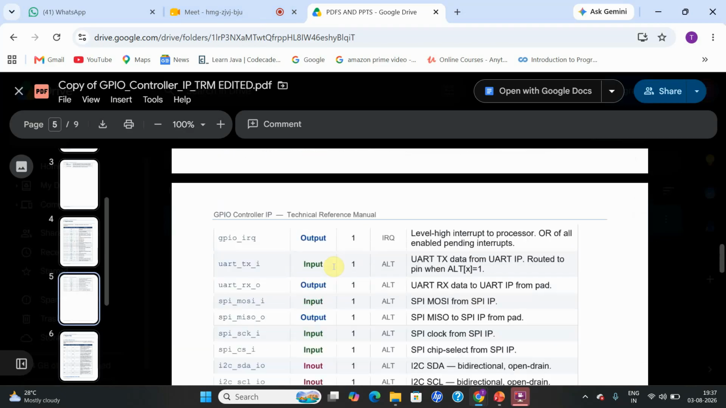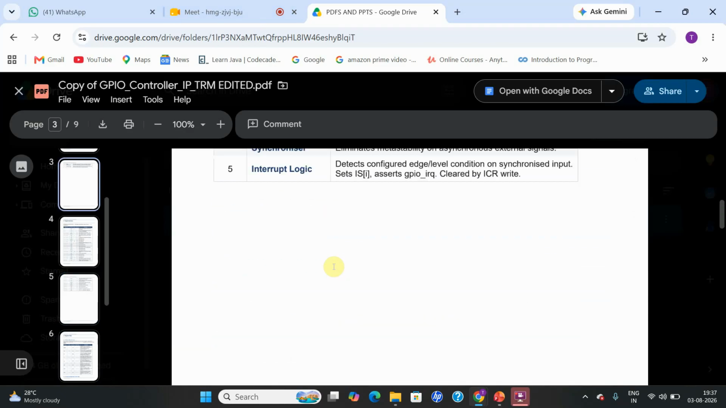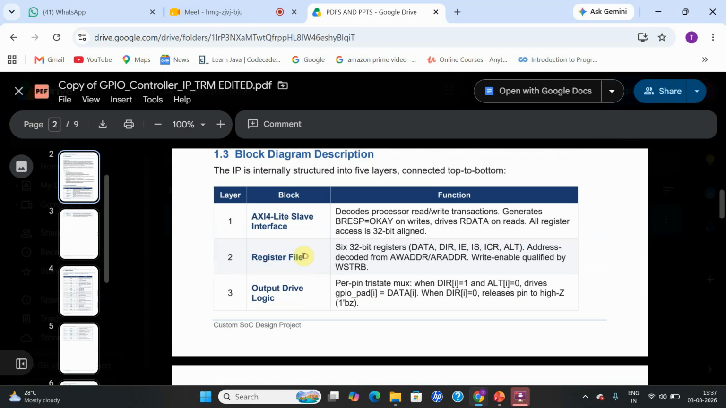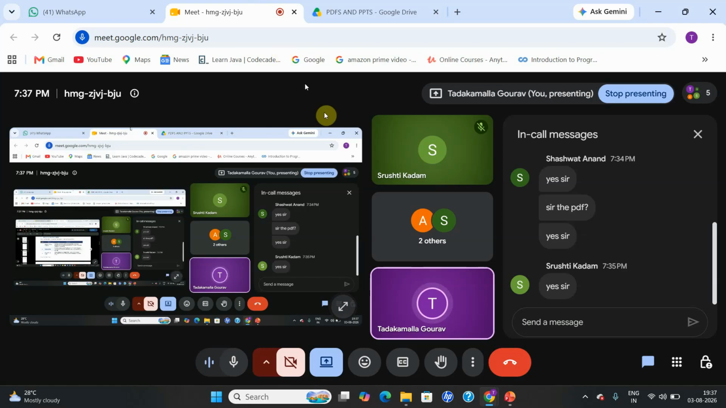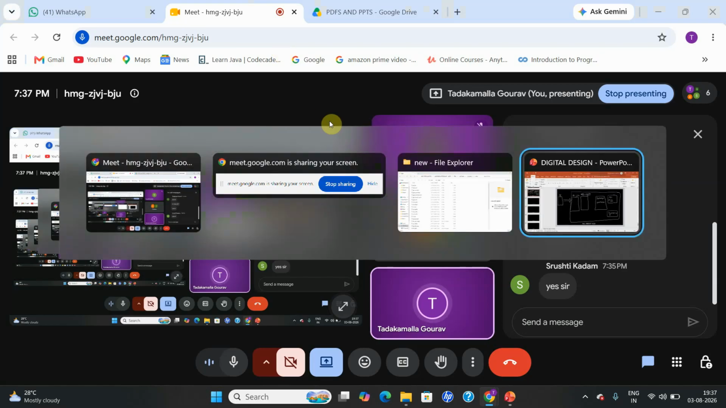We are going to discuss this particular file, which is known as the register file. The first file which we are going to develop in our project is the register file. What is meant by this register file, we are going to discuss. Let me share my screen, the PPT.